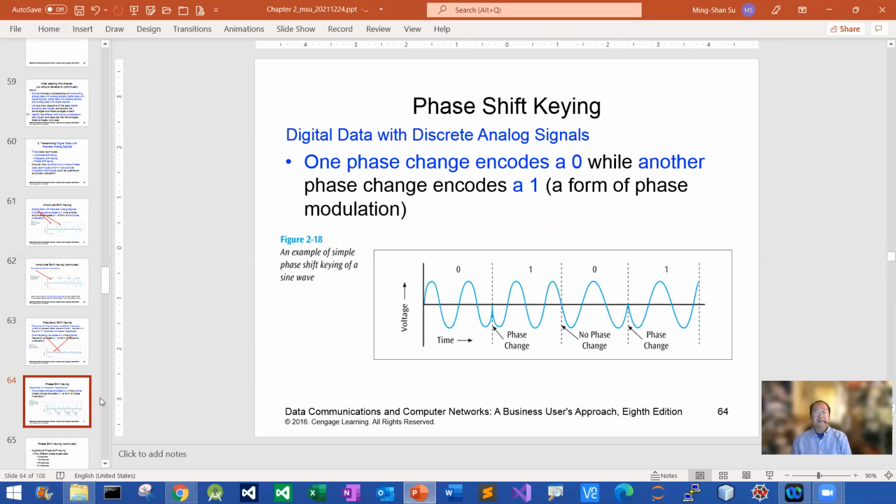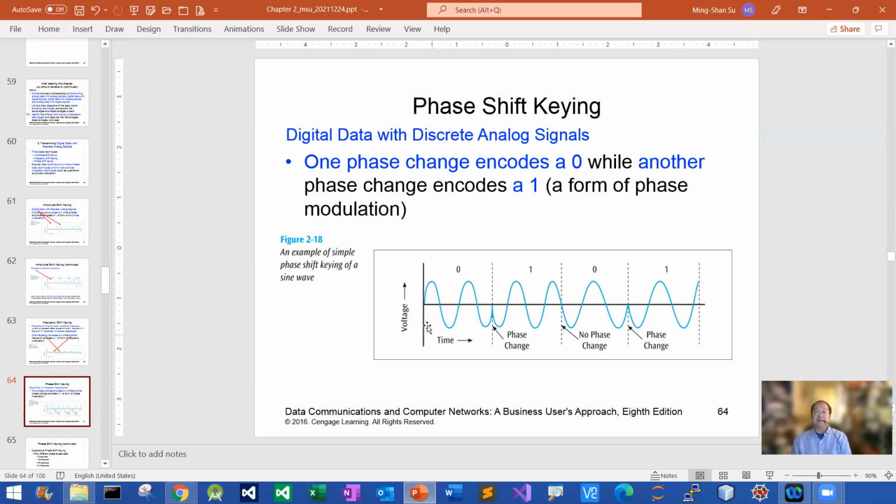We can also use another technique called phase shift keying. You can see that these all have the same amplitude and almost the same frequency as well, but we can use the so-called phase change.